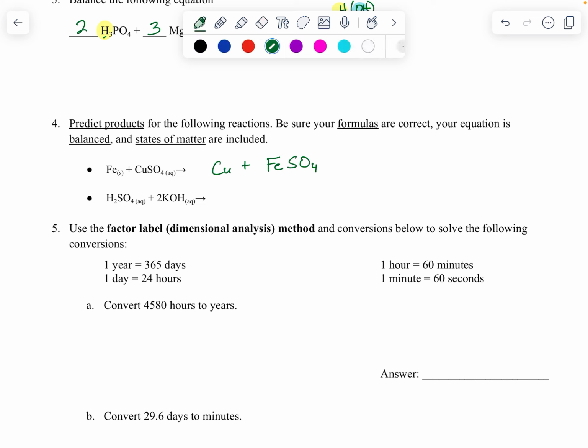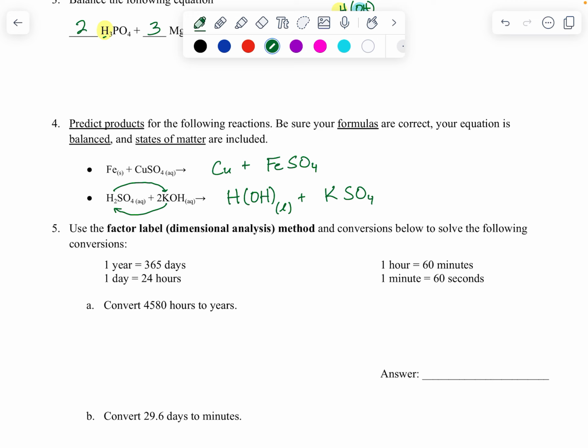Over here, this is a neutralization reaction, which is basically a double replacement reaction, right? Because it's an acid with a base, which means that we're going to always end up with water as a product, which is liquid. And we're going to end up with a potassium sulfate salt. We call an ionic compound a salt.